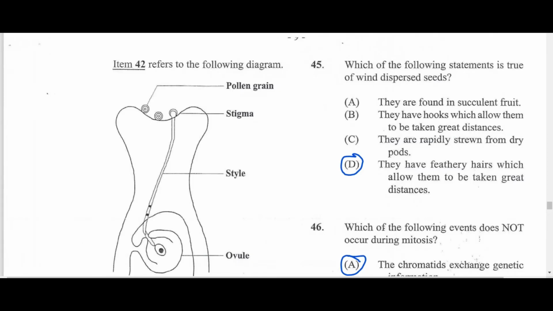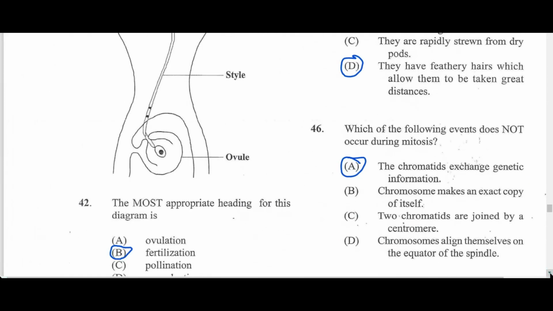45. Which of the following statements is true of wind dispersed seed? They are found in succulent fruits. My answer there is going to be D. They have feathery ears which allow them to be taken great distances, and of course they are just floating in the wind.